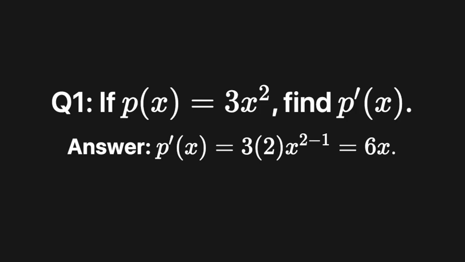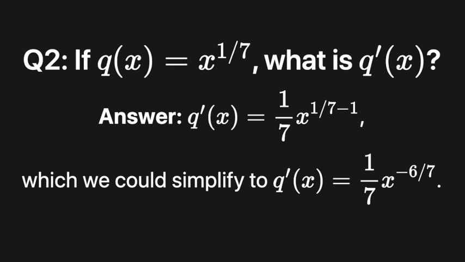If q of x is equal to x raised to the 1/7, what is q prime of x? The answer is q prime of x is 1/7 times x to the 1/7 minus 1 power. This is 1/7 times x to the -6/7 power.